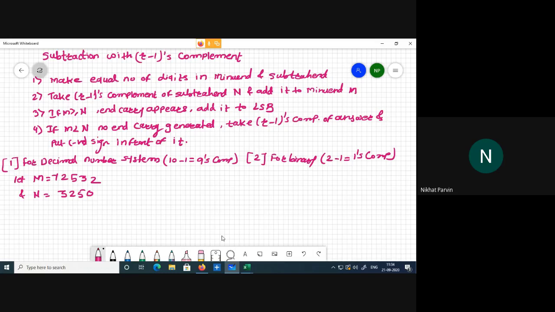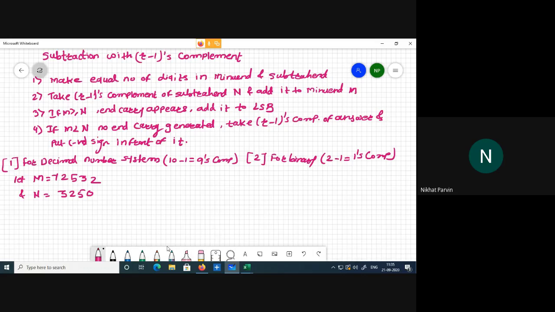First, make an equal number of digits in the minuend and subtrahend. Then take the r minus 1's complement of the subtrahend and add it to the minuend. Third, if the minuend is greater than or equal to the subtrahend, a carry appears, and we need to add it to the LSB. If it is not so, that means n is greater than m, no carry will be generated, and whatever sum we get, we have to take the r minus 1's complement of the answer and put a negative sign in front.